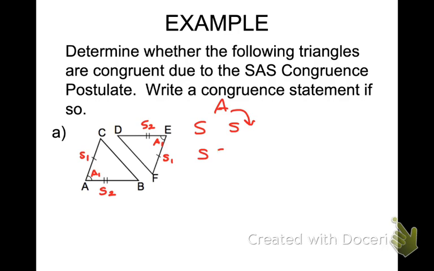Can't have it behind it. That's just our bad words backwards, right? So what I need is that angle to be in between. So is it in between? Yeah, it's the included angle of my two sides. So it is side angle side. So we're going to say yes, they are congruent.